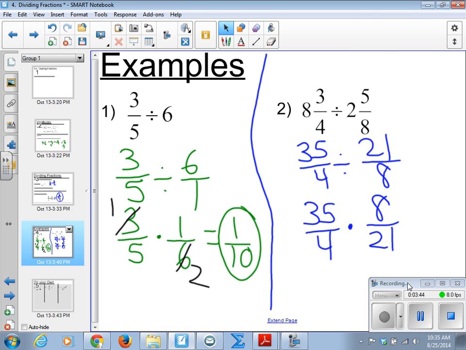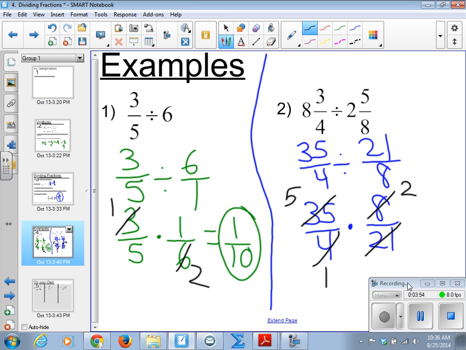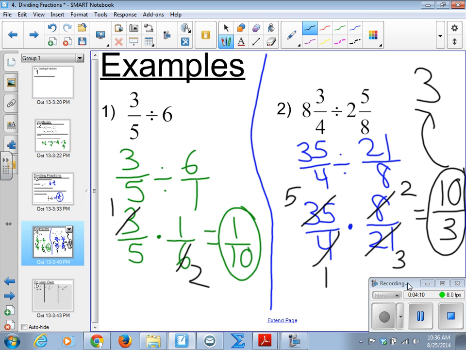And we look at 4 and 8. Divide out 4 from each. We have 1 and 2. 35 and 21, we have a common factor of 7. So now we have 5 over 1 times 2/3. Multiply right across the top to get 10. Across the bottom to get 3. 10/3 as an improper fraction. If you want to make it a mixed number, it becomes 3 and 1/3.